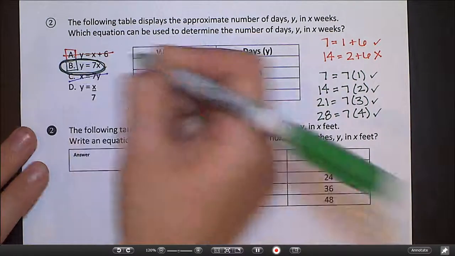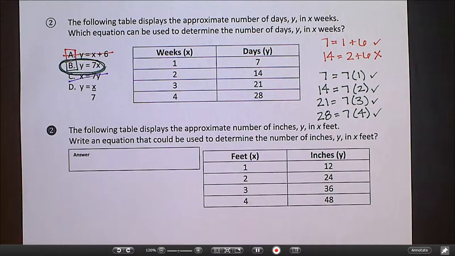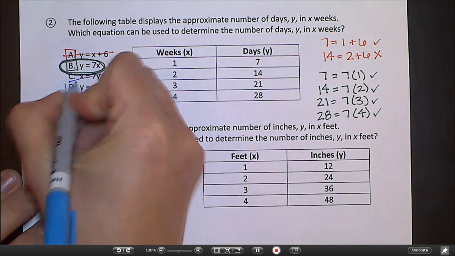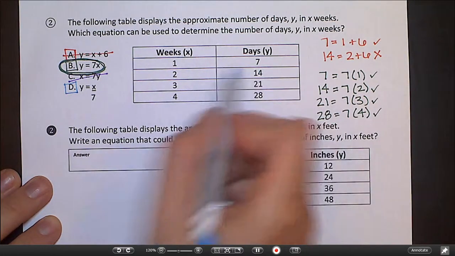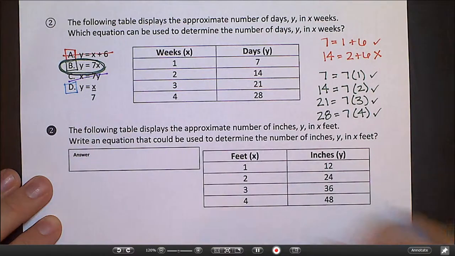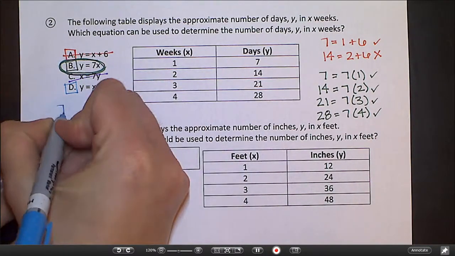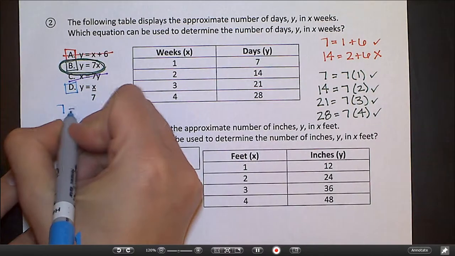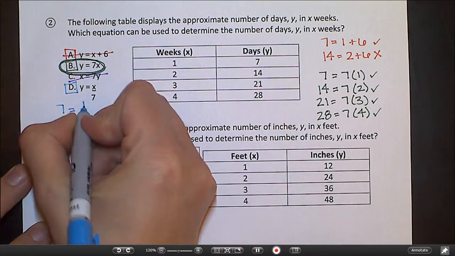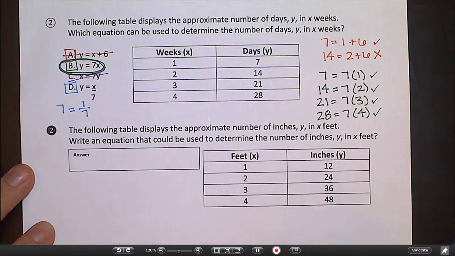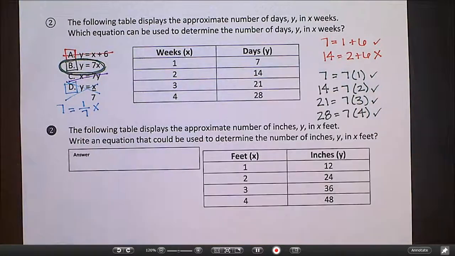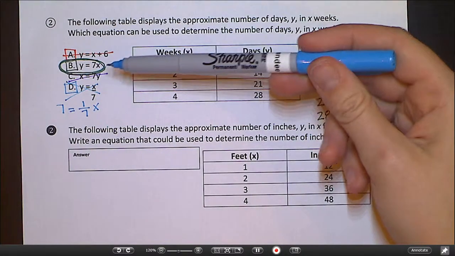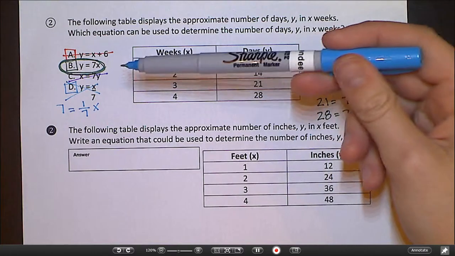But just to be sure, let's go ahead and look at D. We'll do this one in blue. And I'm going to say, okay, y equals x divided by 7. So that would mean 7, this y, equals x, 1, divided by 7. Well, 7 does not equal 1/7. That is not even going to work. So I can go ahead and get rid of D. And I know that B, y equals 7x, is my answer.